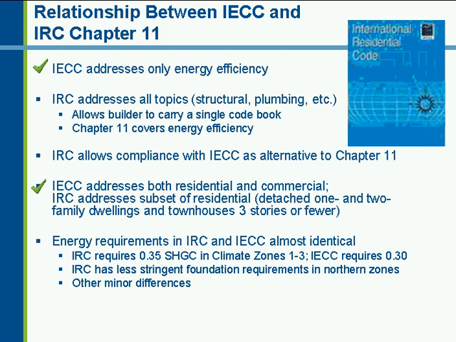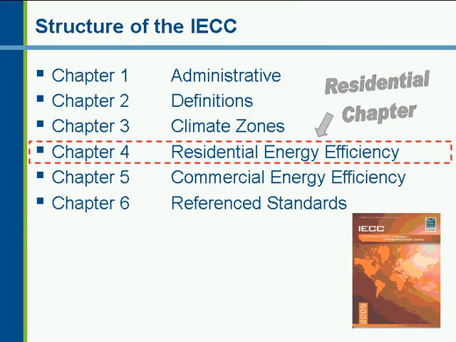The energy efficiency requirements in these two documents are almost identical. There are a few differences in stringency. I've listed the 2 primary ones here. The IRC only has a 0.35 solar heat gain coefficient requirement in the southern 3 zones, whereas the IECC requires a bit more stringent 0.3. And there are a few foundation requirements that are less stringent in the northern zones in the IRC. And there are some other differences that are relatively minor in terms of energy consumption, but that's all we'll talk about there. We are focusing today on the IECC, and in particular we're focusing on Chapter 4 of the IECC, which relates to residential energy efficiency.